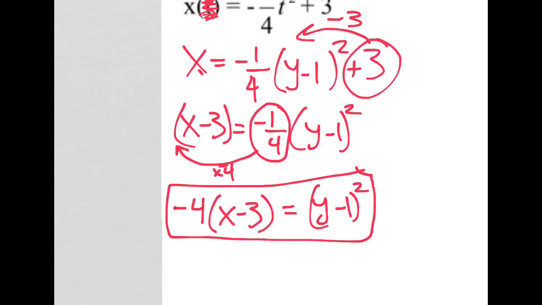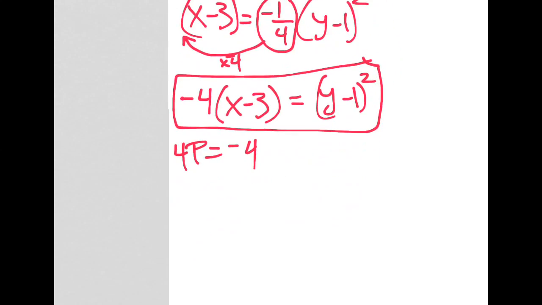We want the squared piece to be alone, and we want the other side to be factored with just a coefficient out front. Make sure the x on the inside is positive. That way we know now that p is negative something. How do we know? Well, all we know is that 4p is negative 4, which implies then that p equals negative 1. Divide both sides by 4, you get p equals negative 1.